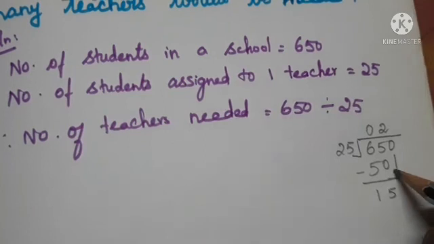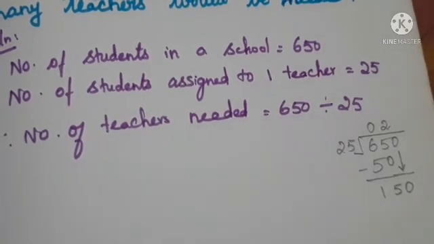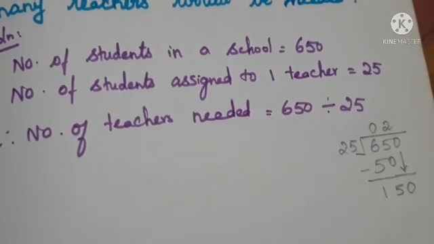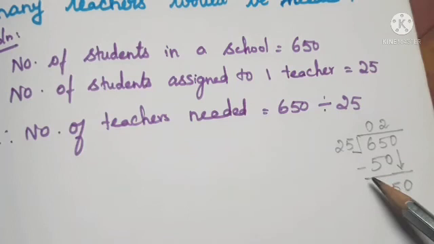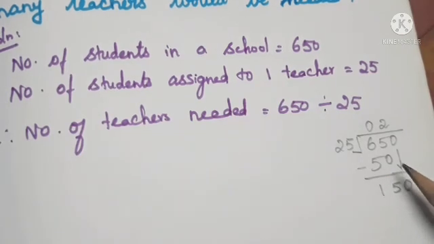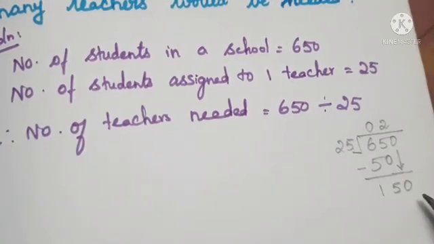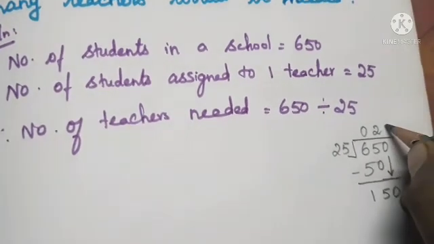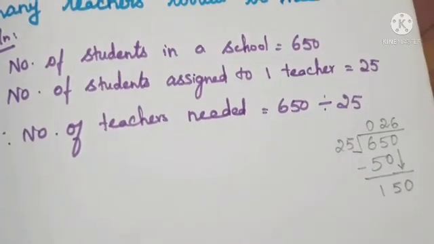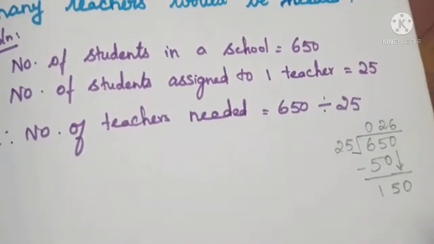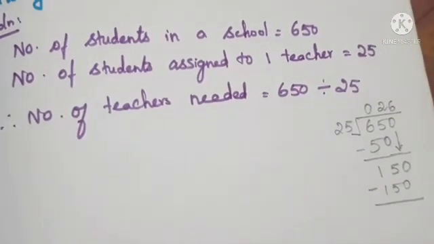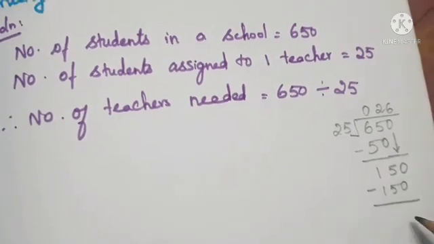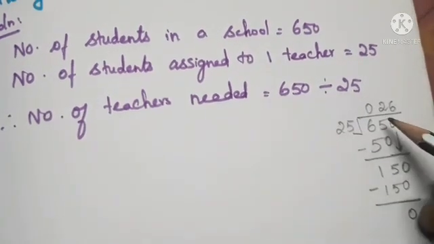Next we have the ones place, which is 0, so we bring down the 0. Now we have 150. In 150, how many 25s are there? 1 25 is 25, 2 25s are 50, 3 25s are 75, 4 25s are 100, 5 25s are 125, 6 25s are 150. So we write 6 in the ones place of the quotient. 6 into 25 is 150, so we write 150. Next we subtract 150 by 150, which is 0. So our quotient is 26.